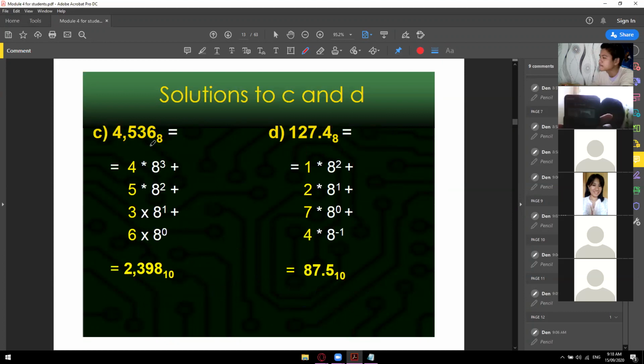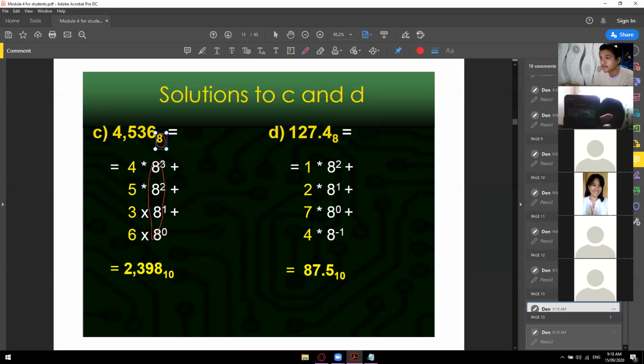Okay, so for letter C, papansinin nyo is 4,536 base 8. So, eto naman is octal na. That's why makakita na kayo ng 4, 5, 3, and then 6. Actually, 0 to 7 na to. So pwede pang 7 dito, pero hindi pwede yung 8 saka 9. Okay? So, same process. Line up nyo lang pababa: 4, 5, 3, and then 6. And then multiply it by 8 since yun yung base natin. So, lahat yan 8. Okay?